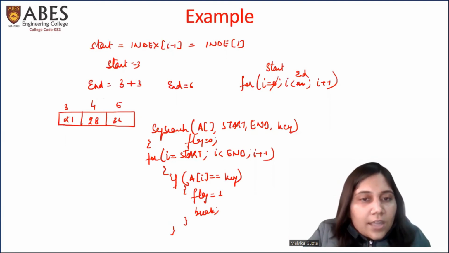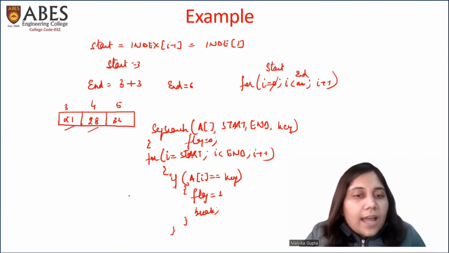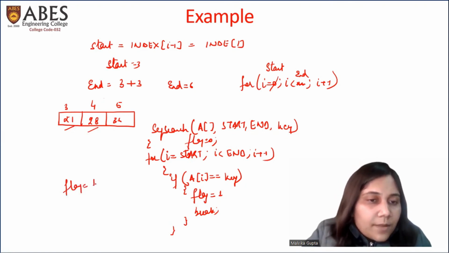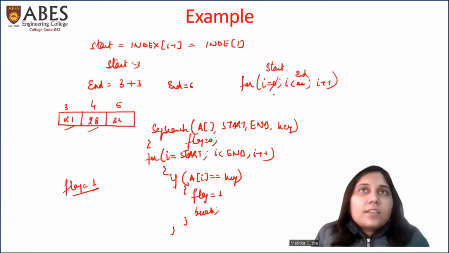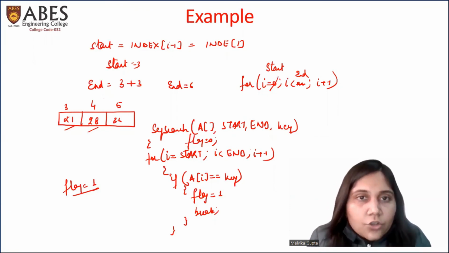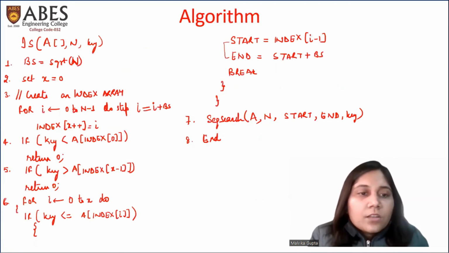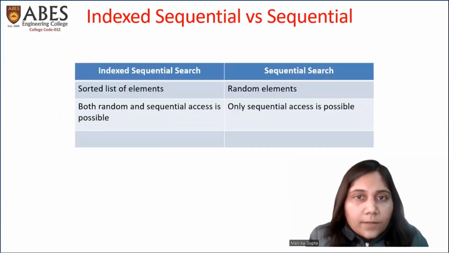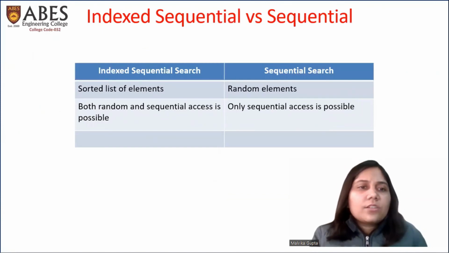So if you see A of i, it's A3. A3 equal to key, false. Next, A4 equal to key, true. So what will happen? I make my flag equal to 1 and then break out of this, and I can write that yes, my element has been found at this particular location. So this is all about the index sequential search. I hope this is clear to everyone. This is the difference between the index sequential search and the sequential search.